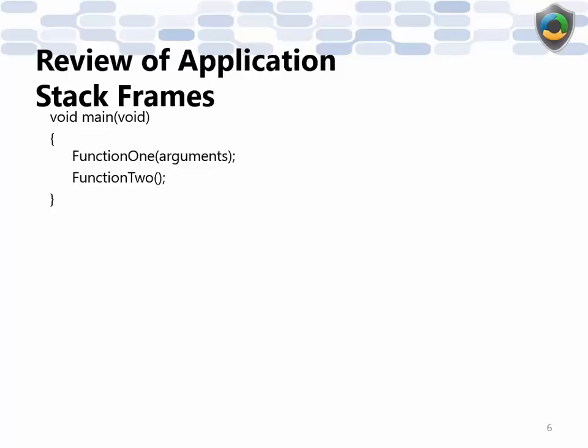Let's talk a little bit about application stack frames. The first type of buffer overflow is the stack-based buffer overflow. In order to understand the internals of stack-based buffer overflows, you have to understand how an application stack frame functions. Here we've got a sample C program called function 1, and it calls a second function called function 2. So let's see what happens on the application stack when this program executes.